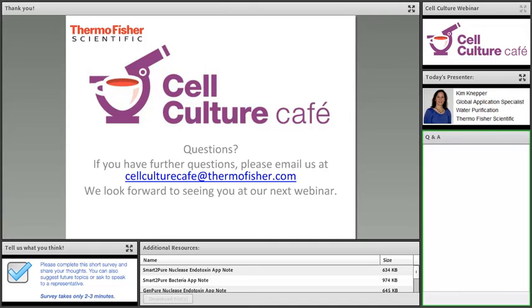Okay, Kim, one final question for you. How do you deal with bacteria smaller than 0.2 µm? So for bacteria that would be smaller than 0.2 micron, that's where the ultrafilter would help remove those kinds of bacteria, and it would trap them at that surface.